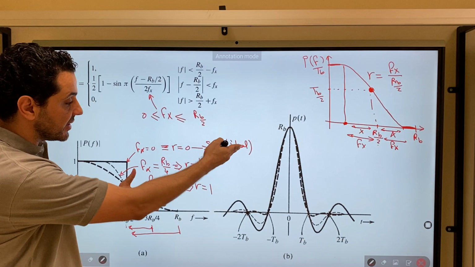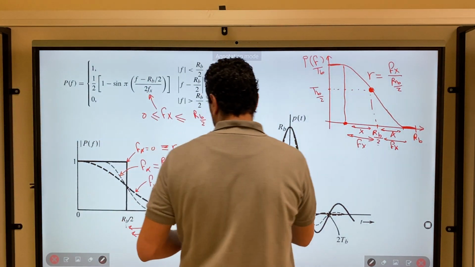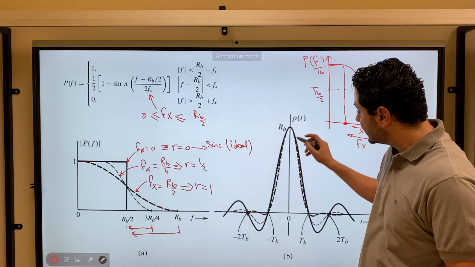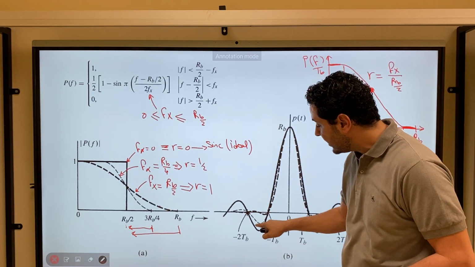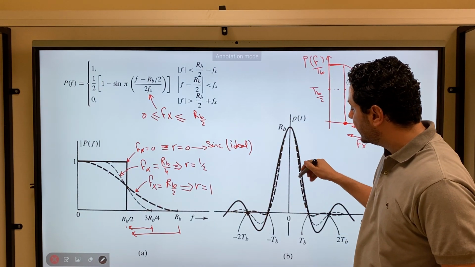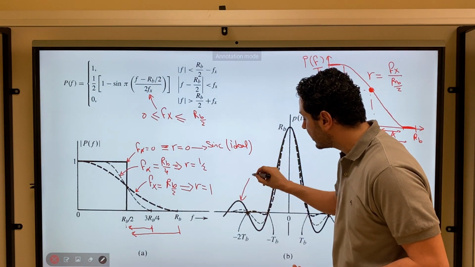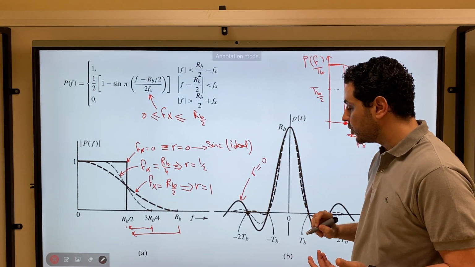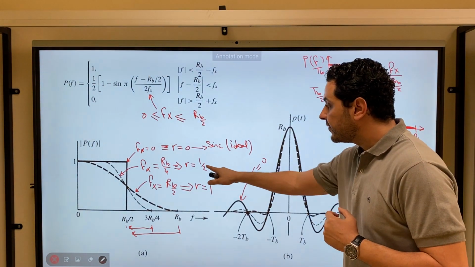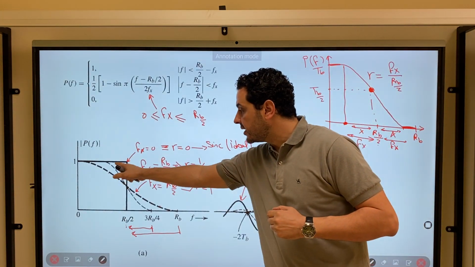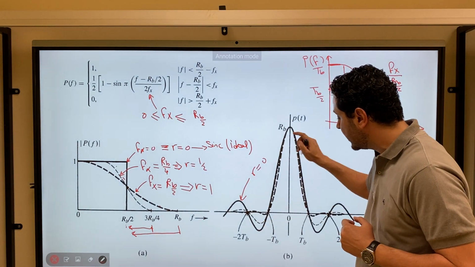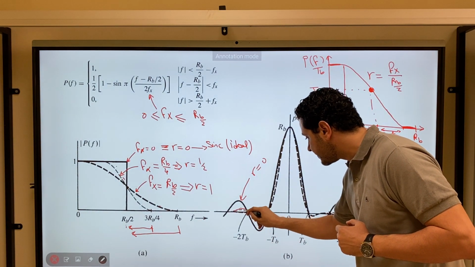This is in the frequency domain. In the time domain, this is how they look. The first one, when r equals 0, this is basically, as we explained, the sinc pulse. This is the sinc pulse, which is plotted here in the solid curve. So r equals 0 is the sinc pulse, the ideal pulse. The second curve, when r equals half, is plotted here as a dashed curve, and here also it is plotted as a dashed curve.